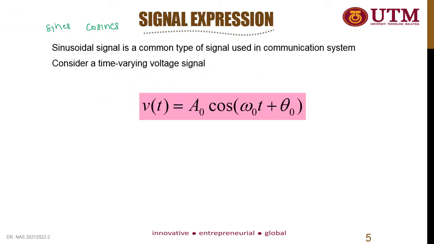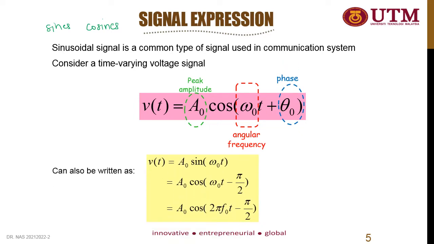Okay, this is the general equation if we have a cosine signal, in which A0 is the peak amplitude of the signal, omega naught is the angular frequency in radian per second, and theta is the phase of the signal. So this equation can also be written in sine function, in which A sine omega naught t, if you convert to cos, there's a negative pi/2 phase shift of the signal.